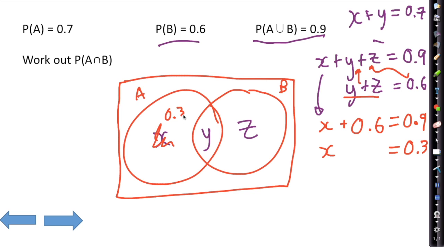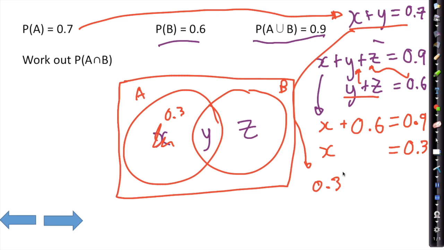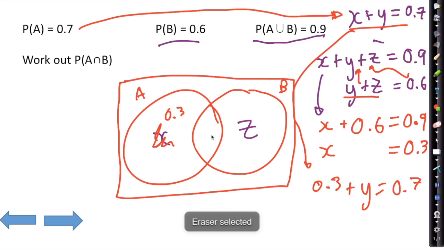If X is 0.3, and we know that X plus Y is 0.7 from this statement over here, then 0.3 plus Y equals 0.7. Minus 0.3 on both sides, and suddenly you've got Y. Y is 0.4. And if you know that Y is 0.4, you can use this: 0.4 plus Z equals 0.6, so Z is 0.2.